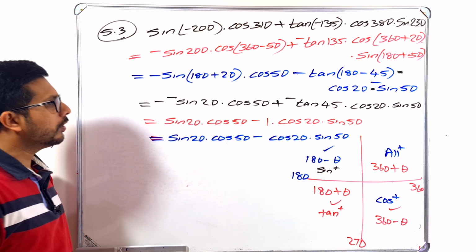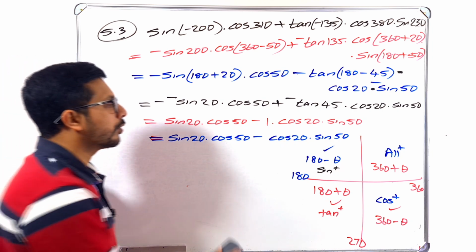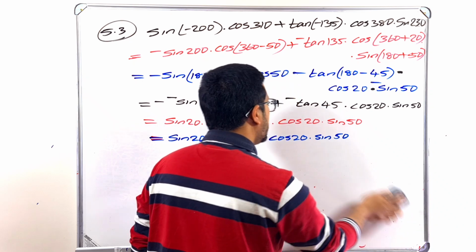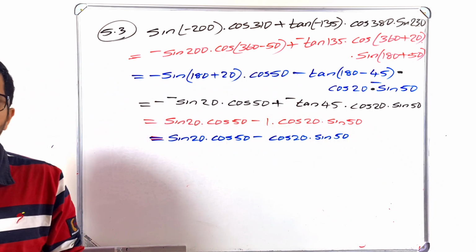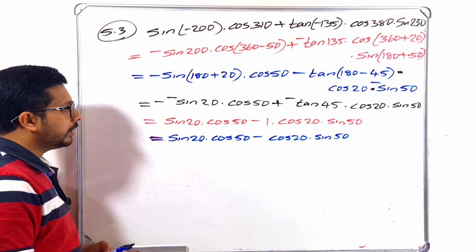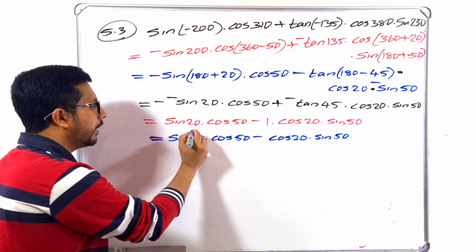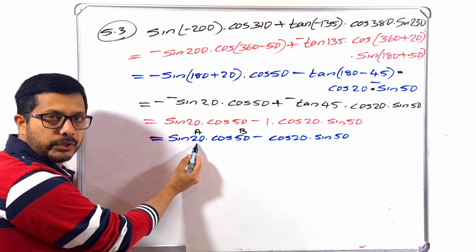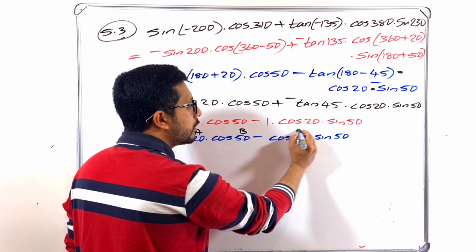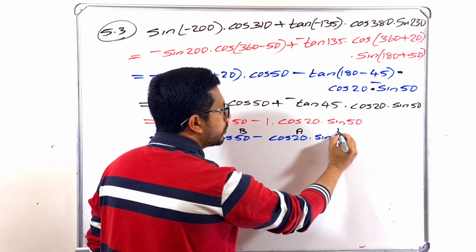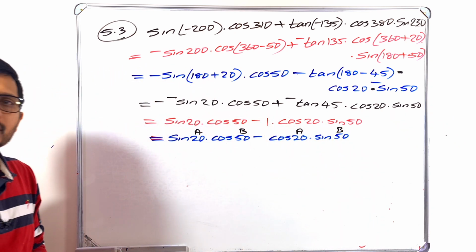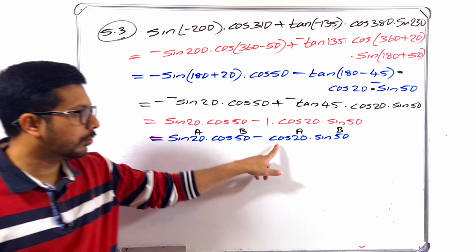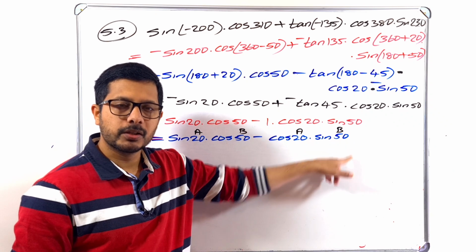Okay, so how did you see this one before? Which format is this one? Sine 20 into cos 50 minus cos 20 into sine 50. If I call this 20 as A and this 50 as B, don't forget, we call 20 as A. Where is 20? This one. That is our A, and this is our B. So try to read that one in terms of A and B: sin A cos B minus cos A sin B.